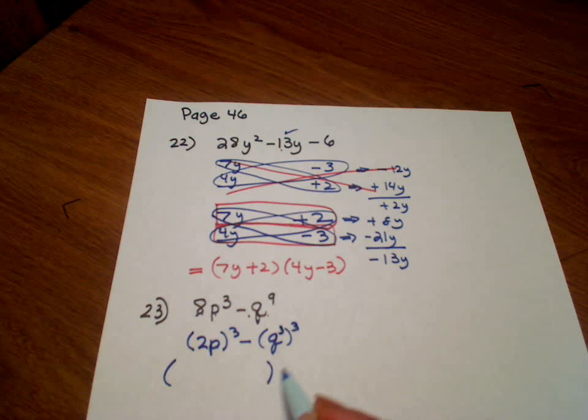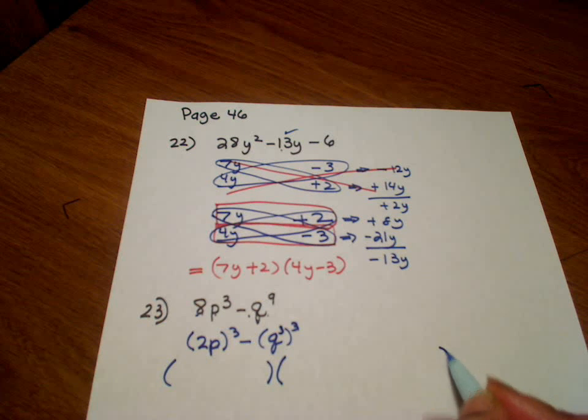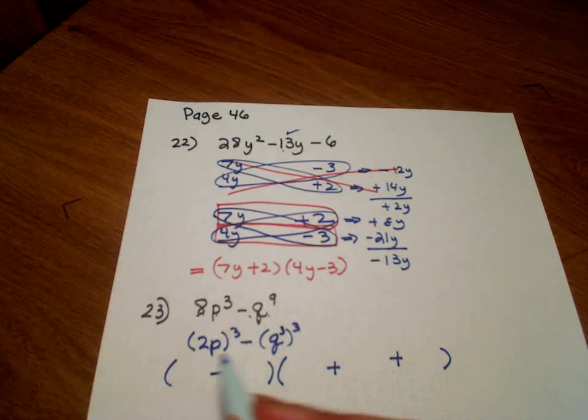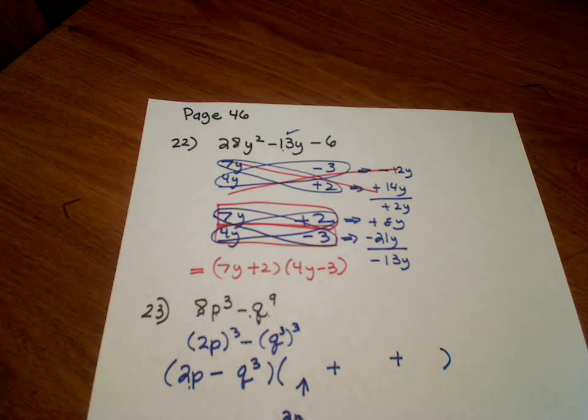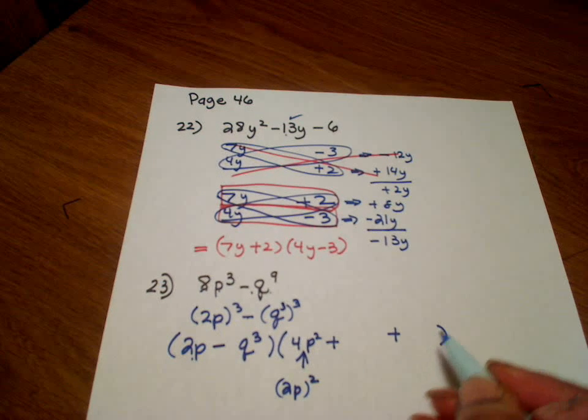Difference of cubes, remember, you will set up two sets of parentheses, the negative will go here, and I have a positive and a positive. So I'll put the 2p here, and the q to the third here. To fill out the first term, I'm going to take my 2p, and I'm going to square it. And when you do that, you end up with 4p squared. I'm going to do the same thing here.